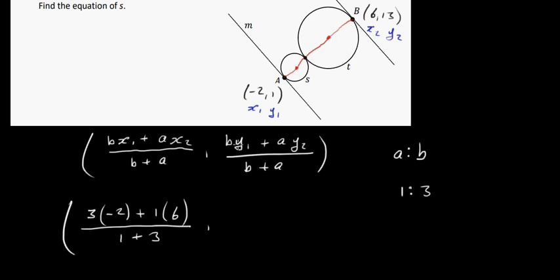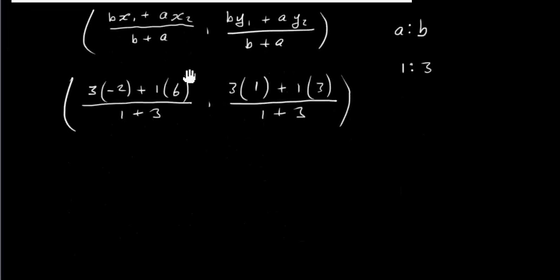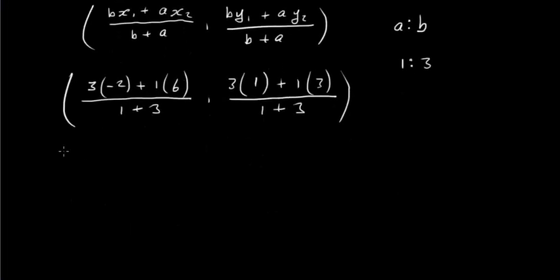Let's do the other one. Then we have B here. B is 3, and we've got to multiply that by y1, which is 1. Now we've got to write down A here. A is 1. We've got to multiply that by y2, which is 13. And we've got 1 plus 3 down here as well. Okay, so this then should give us the point we're looking for. Let's just work all this out. So we got 3 times -2, so that'll give me -6.